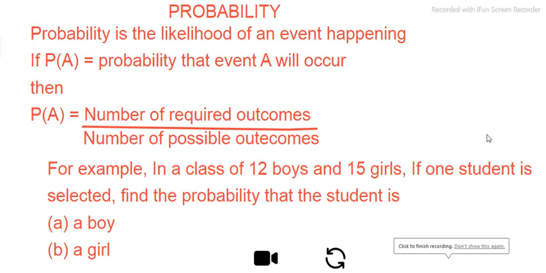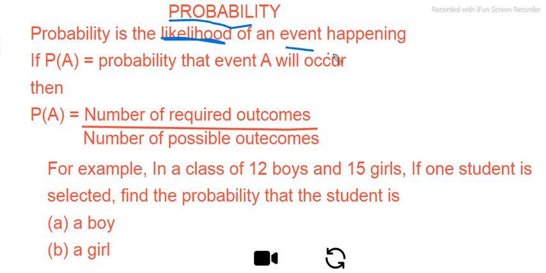So today we'll be considering probability. And when we say probability, probability is the likelihood of an event happening or occurring. How likely or how possible it is for an event to occur is what we call the probability of the event.